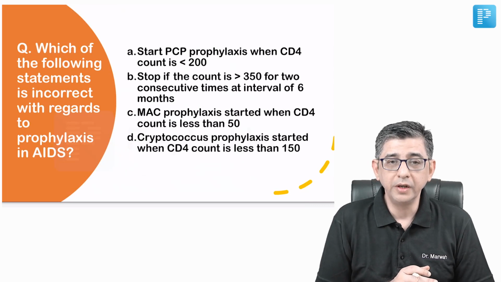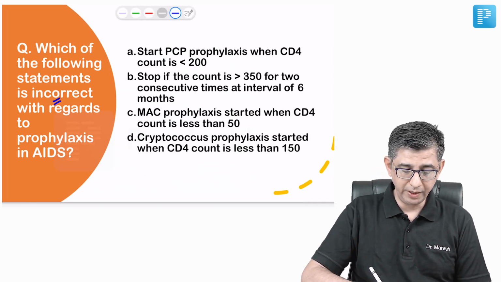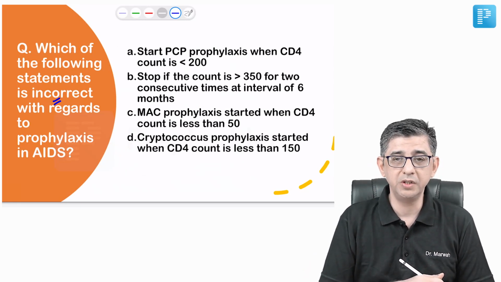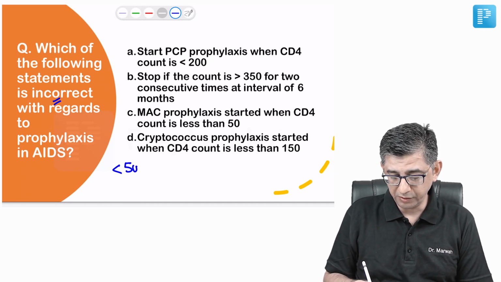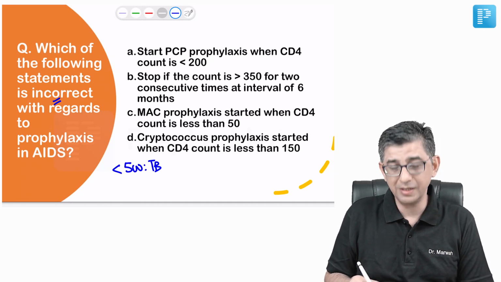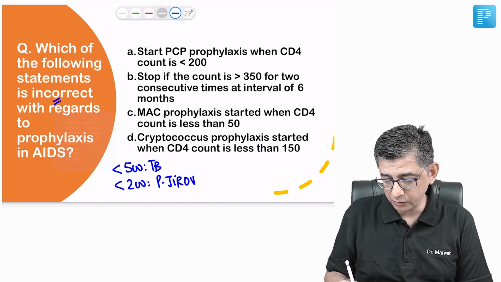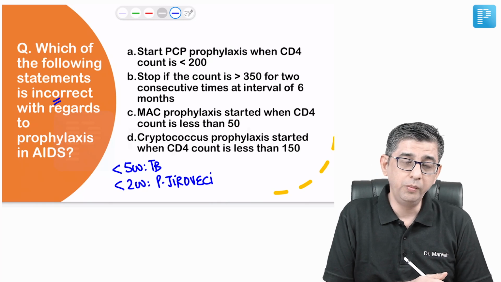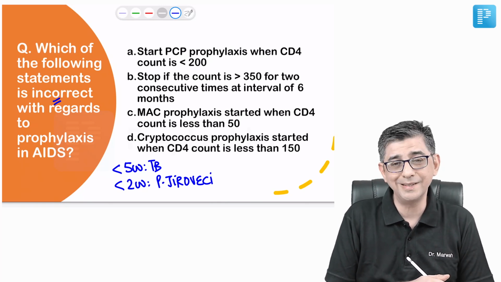Coming to the next question, it talks about which of the following statements is incorrect with respect to prophylaxis in AIDS. Option A talks about PCP prophylaxis when CD4 count is less than 200. So you very well know that when the counts are less than 500, the opportunistic infection that is seen is tuberculosis, but when the values go less than 200, it is Pneumocystis jirovecii, and that's when we treat the patient with cotrimoxazole and we start prophylaxis also, so that the moment the CD4 count goes more than 200 for at least 3 to 6 months, then we can discontinue.